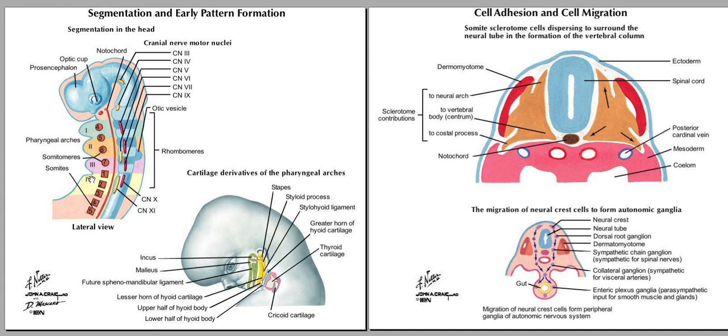You can see 1, 2, 3, 4, and those are the somites. Somitomeres are the ones over here too. This is just a lateral view, and with the cartilage derivatives of the pharyngeal arches, you see the stapes, the styloid process, stylohyoid ligament, the greater horn of the hyoid cartilage, and also the thyroid cartilage, and the cricoid cartilage over here. Incus, malleus, a future sphenomandibular ligament over here too, and that's the lesser horn of the hyoid bone, upper half of the hyoid body, and the lower half of the hyoid body too.